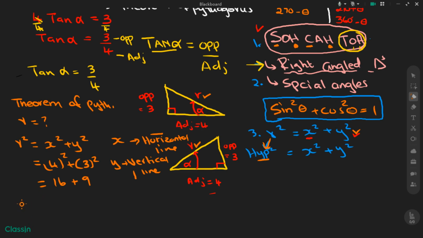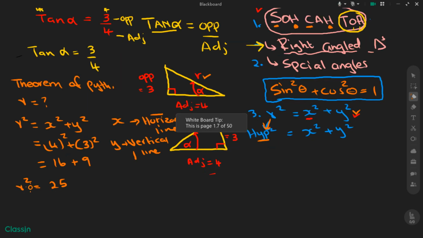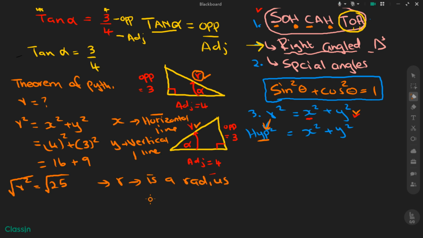Then from there, we say that our r squared is equals to 25. Because this side we have r squared and this side we have 25, we are not looking for r squared. We are looking for r. So how do we make r squared to be r? We square root both sides. And remember that r is a radius and is always positive.